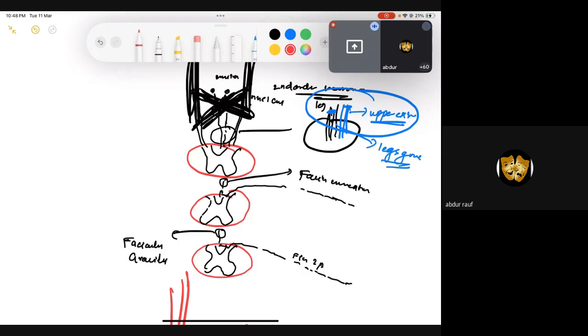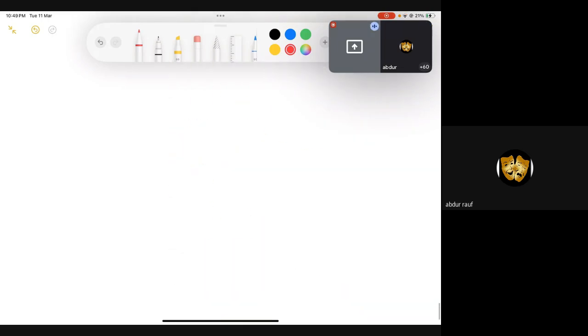Simple. Yes. They decussate. After the decussation, it would just move upward, relay in the ventroposterolateral nucleus to the posterior limb. It will move to your brain. Simple. Right? Okay.